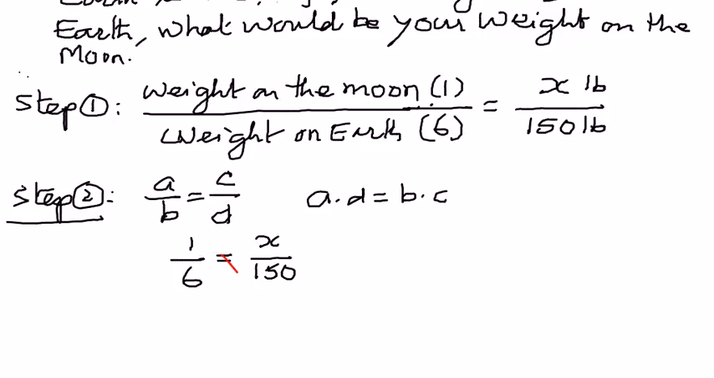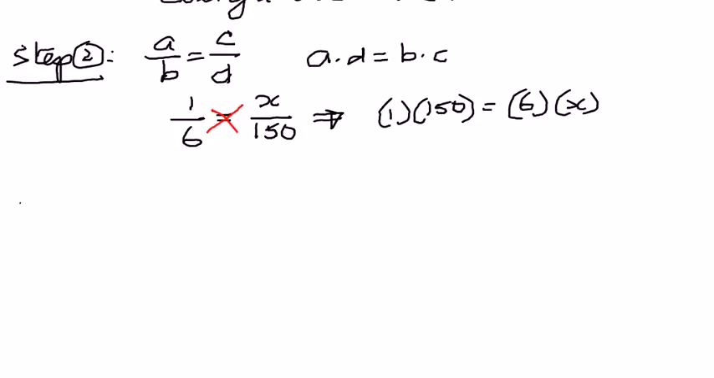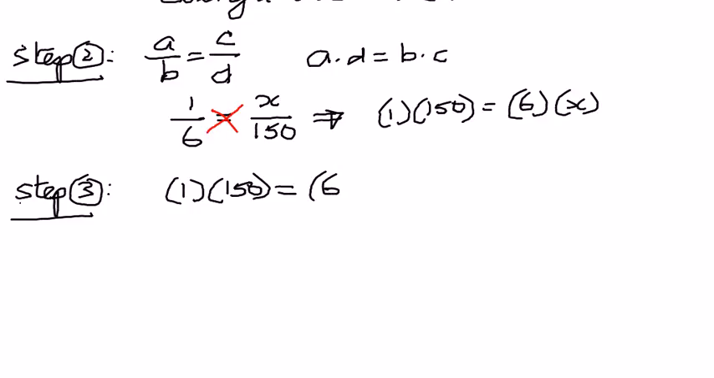Now we're going to take the product of the means and the product of the extremes, and when we write it out, it's going to be this way: 1 times 150 is equal to 6 times X. And now we have successfully applied the proportions property. Now we're going to use the division property to simplify and find the value of X. Let me write this one more time: 1 times 150 is equal to 6 times X.